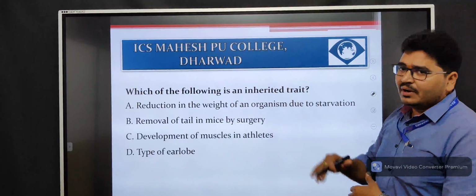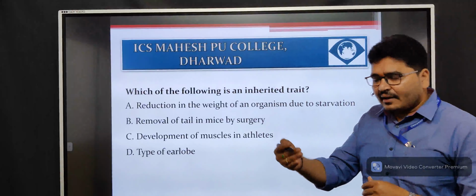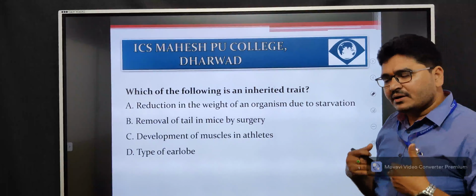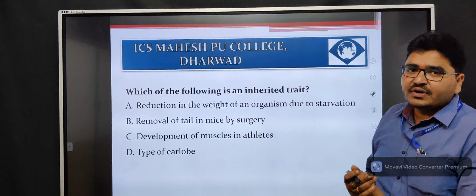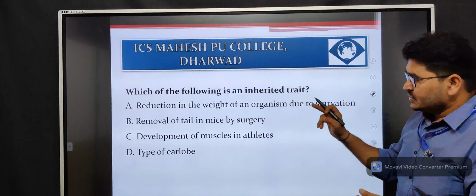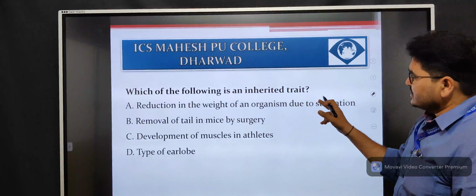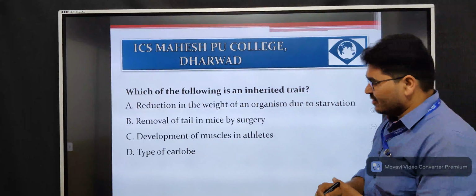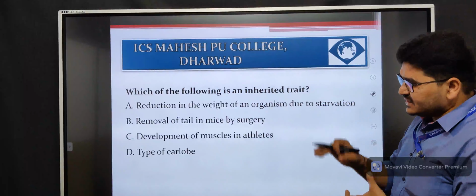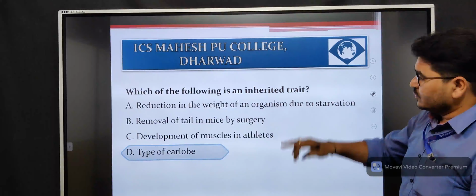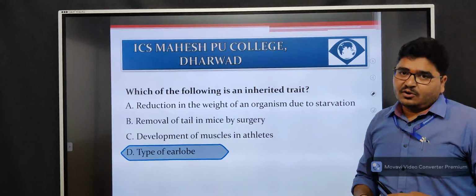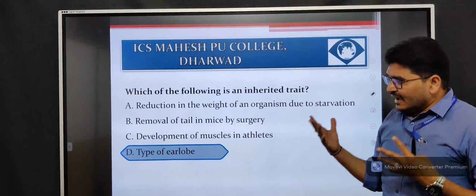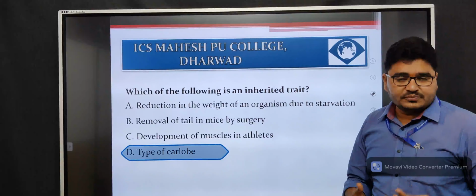That is, an inheritable trait, what character flows from parents to offspring? That character flows from parents to offspring during the course of sexual mode of reproduction. So A is reduction of the weight of the organism due to starvation. B, removal of the tail in mice by surgery. And C, development of muscles in athletes. And D, type of earlobe. So the right option is D, type of earlobe. As we all know, in the theoretical part in the textbook they have given attached earlobe and free earlobes, we say.